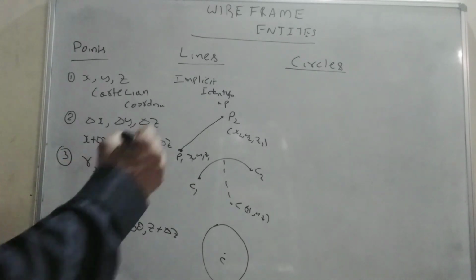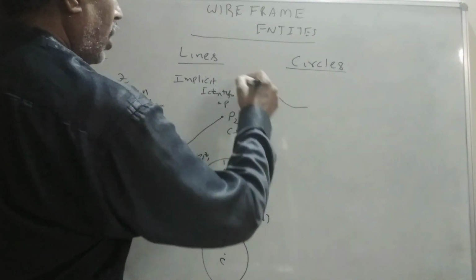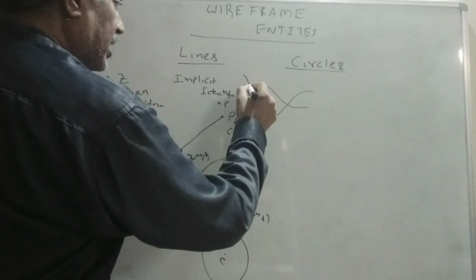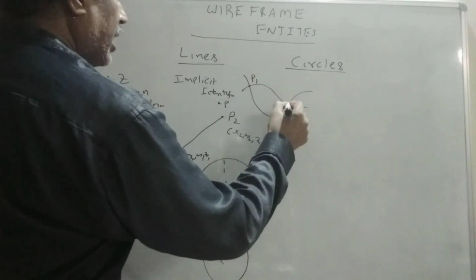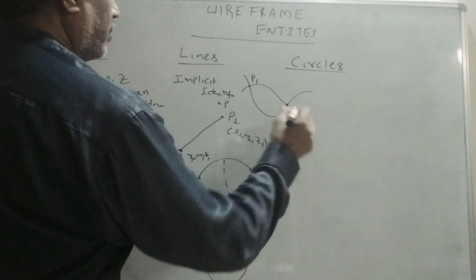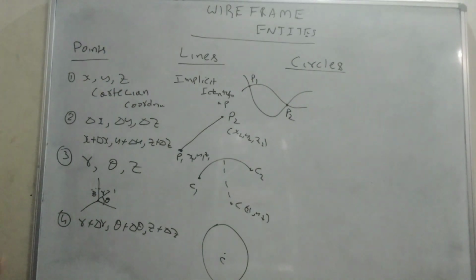Another way: there are two curves, this is one curve and this is another curve. The intersection of two curves will be the implicit way of identifying points. So this is about points.